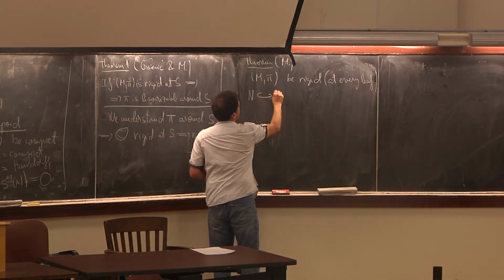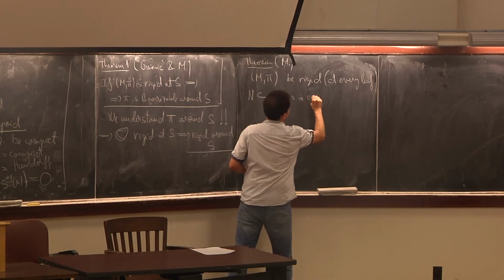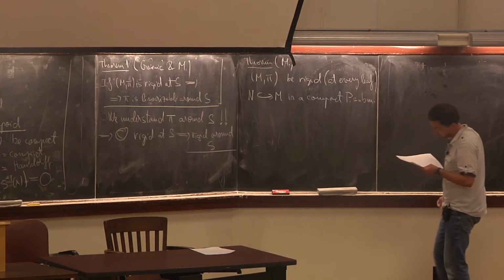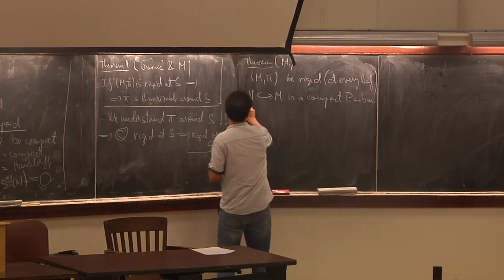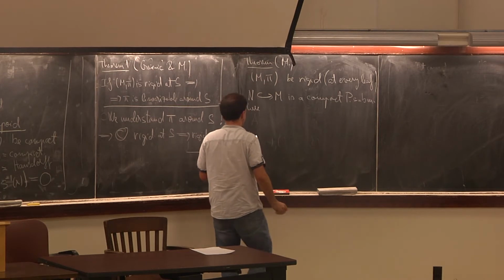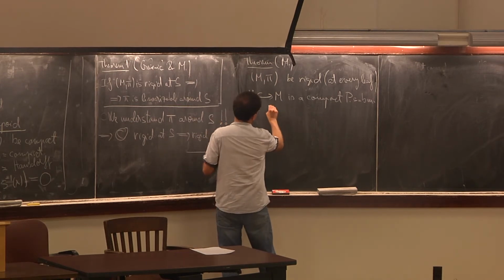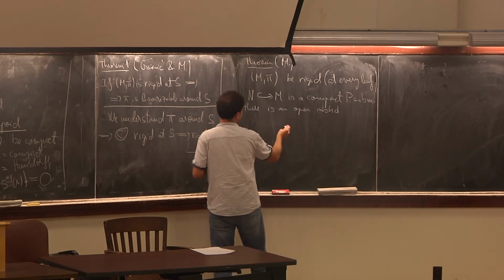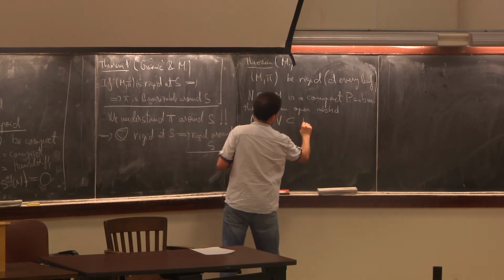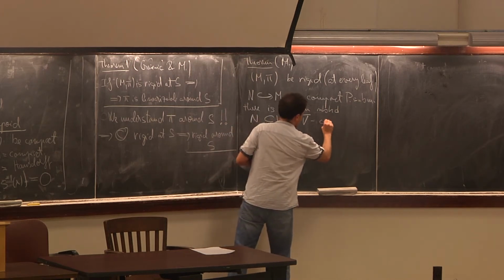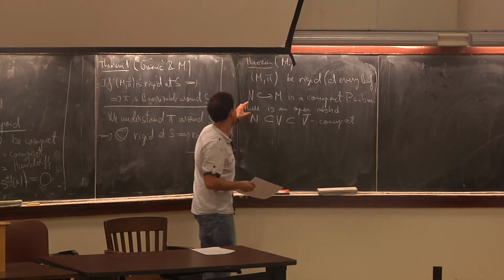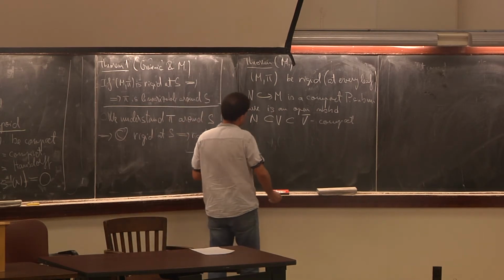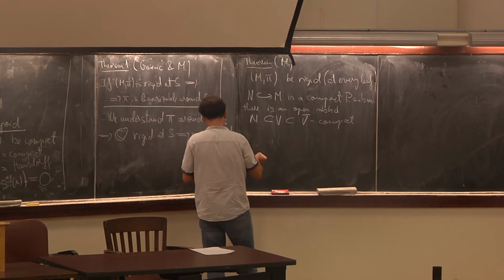So if N inside M is a compact Poisson submanifold, then there is an open neighborhood of N, let's call it V, containing N, and I'll assume that the closure V bar is compact. These are like small tubular neighborhoods, so they can be taken arbitrarily small, of the Poisson manifold, such that pi is rigid around N.